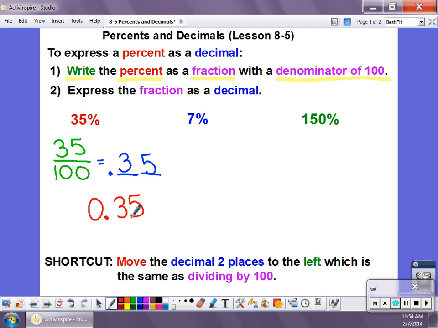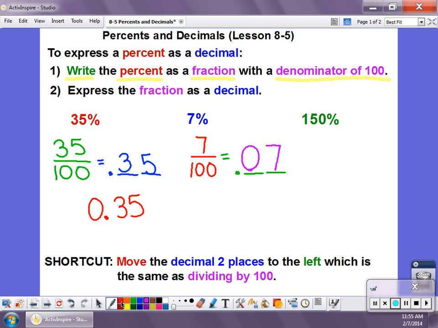Let's try 7%. Again, start off writing it as a fraction out of 100. 7 hundredths. So when it comes to writing this as a decimal, 7 hundredths, this is my tenth spot, this is my hundredth spot. So I need 7 in my hundredth spot, but there isn't a number to go in the tenths spot, so I just fill that with a 0. And this is how we write 7 hundredths.